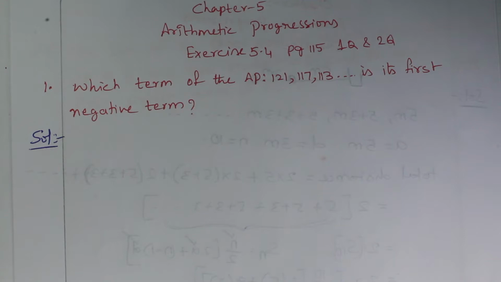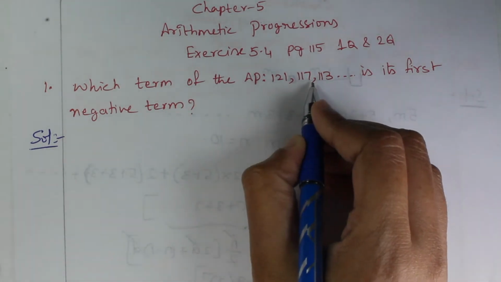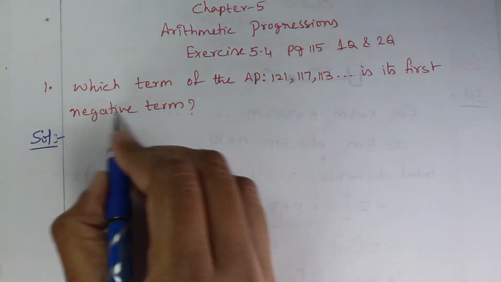In this session I am going to explain the first question and second question from optional exercise 5.4, page number 115, chapter 5, arithmetic progressions. So let's read the first question. Which term of the AP 121, 117, 113 and so on is its first negative term?